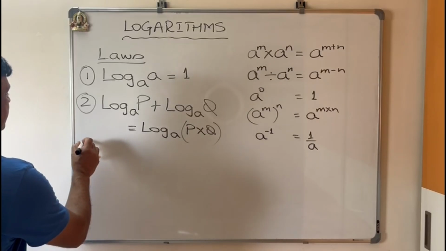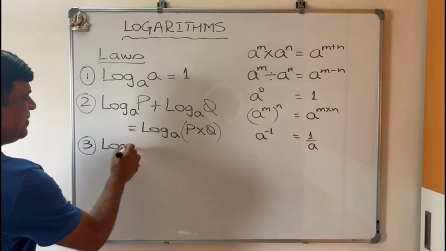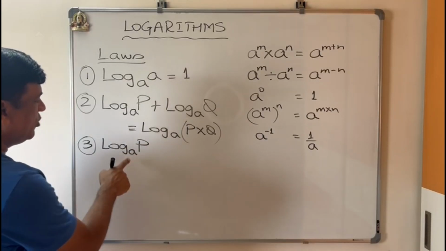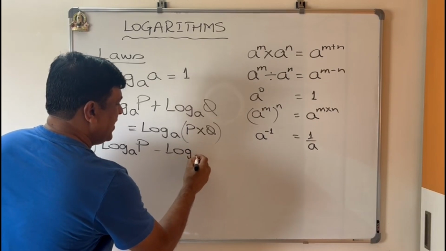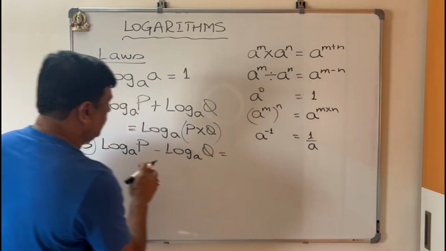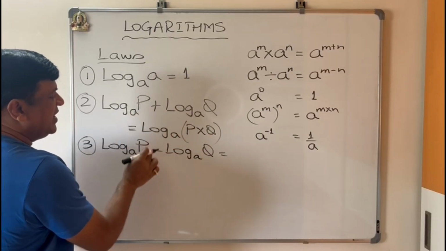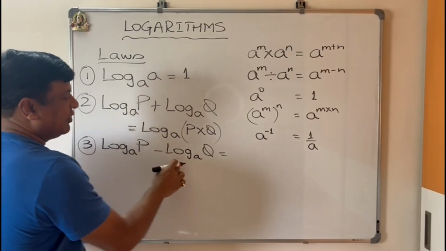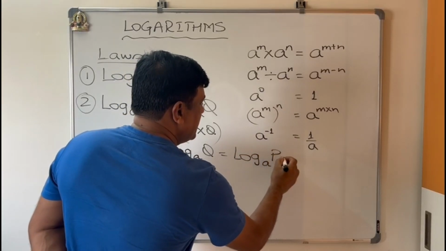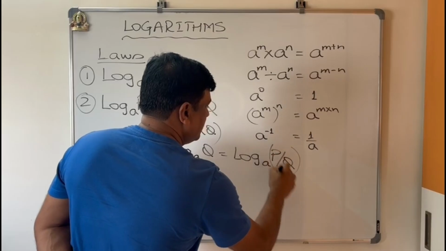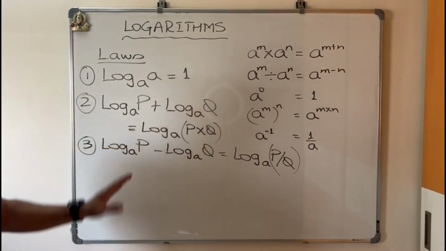Now, the third one. The third one states log base a p minus log base a q will be equal to, when it is p minus q, here we were adding two logarithms, here we are subtracting two logarithms. What are you going to get? You are going to get log base a of p divided by q. So if you remember these formulae, it becomes very easy to solve problems.